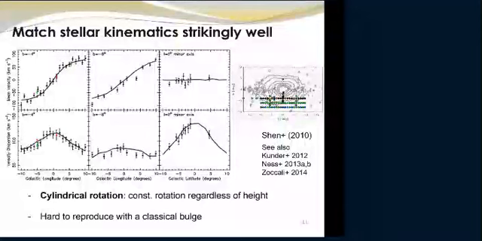Okay, and more important, not only do we get a good match in photometry, we can also match the stellar kinematics very well. And so this is the early result of BRAVA. And keep in mind this is already 10 years old.